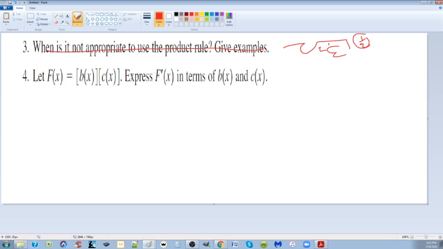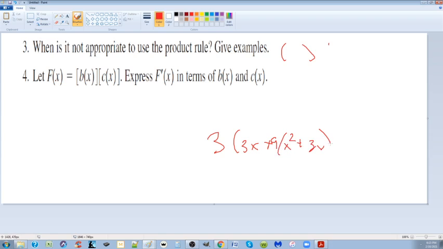It's going to be to the half. When you have an absolute value. When you have probably a product within a product within a product, or a function within a function within a function like this. 3 times 4x plus 9x squared plus 3x plus 2. I don't know, probably like that, something like that. I don't know, ask your teacher.